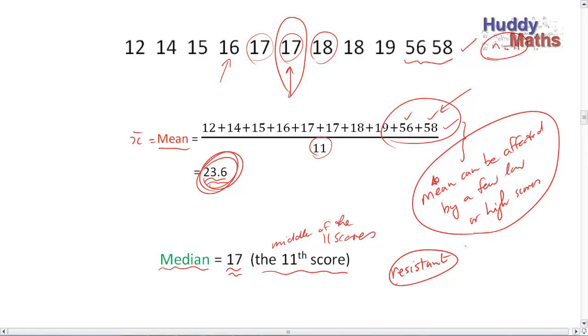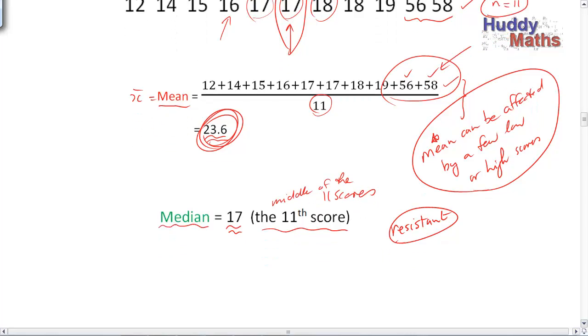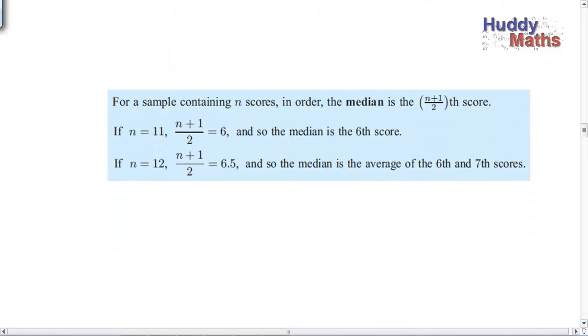Okay, we might discuss that with your teacher and the rest of the class. Let's go down and play with that a little bit here. Here's how you work out the median. You know how to get the mean. X bar is the sum of all scores divided by the number, n, the number of scores. Okay, you've been using that for a while probably.